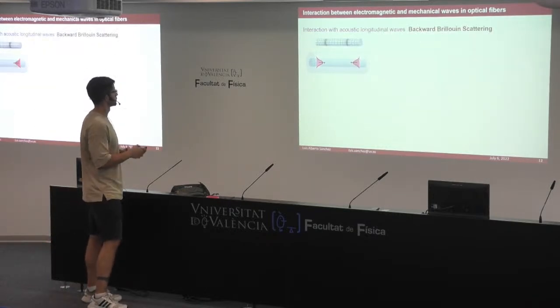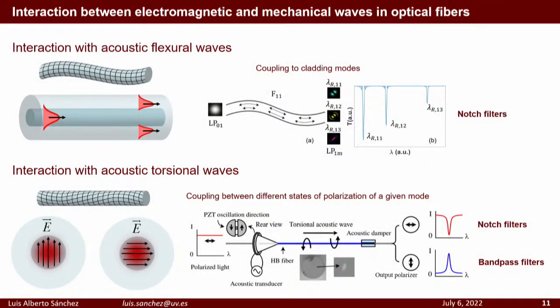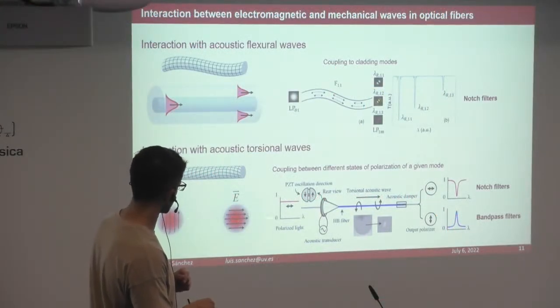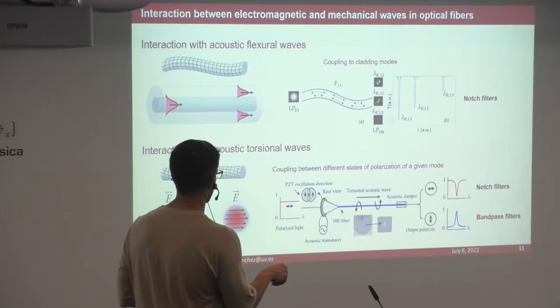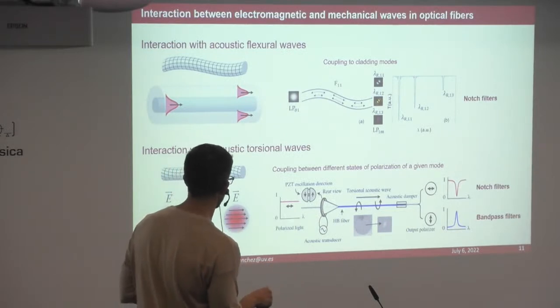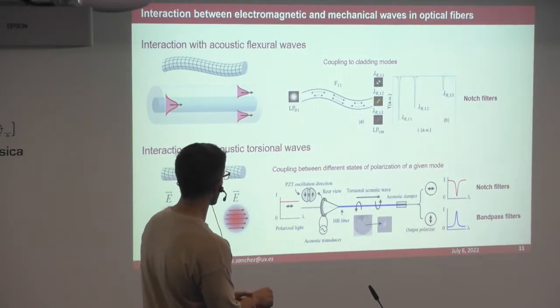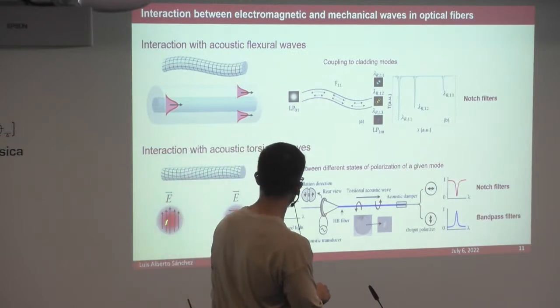Okay. How does light interact with acoustic torsional waves? In this case, light that is polarized in a given direction is coupled to the same mode, the fundamental mode, but with polarization in the other direction. This is just an example of an experimental setup. The only thing I want you to see here is that this is the input light. You see a flat spectrum of light. When it interacts with the torsional wave, of course, it will change the polarization state.